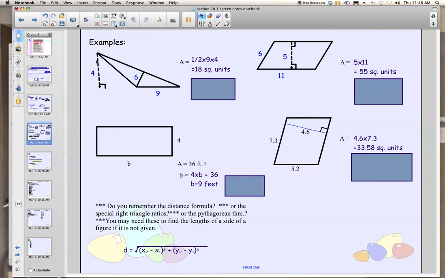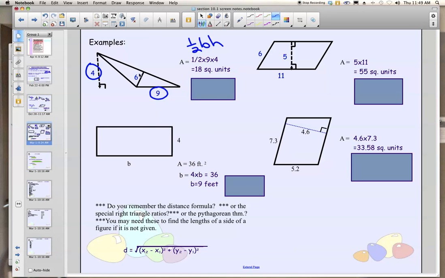Some of the problems that you're going to see in your homework are, for example, find the area of this triangle. So since it's a triangle, you're going to do 1/2 base times height. So you have to find the base and the height in the picture. In this case, the base would be 9. That's the bottom of the triangle. The height, when this is the base, the height is 4. So it would be 1/2 times 9 times 4, which gives you 18. And since it's area, it's square units.